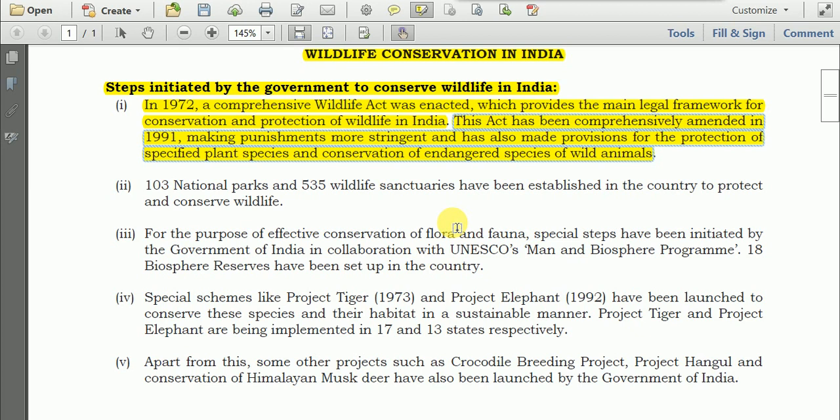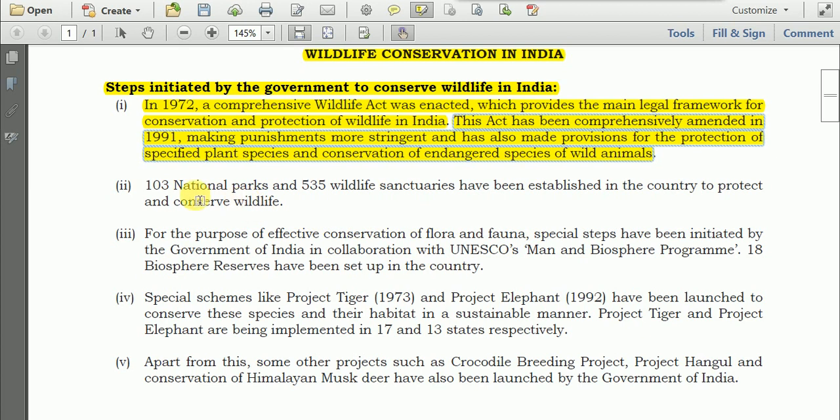So this Wildlife Act 1972 was modified in the year 1991, thus making the punishment more stringent, and it has also made provisions for the protection of certain species of plants and the conservation of endangered species of wild animals.